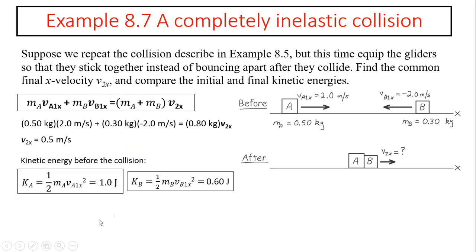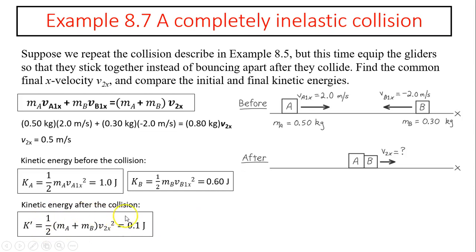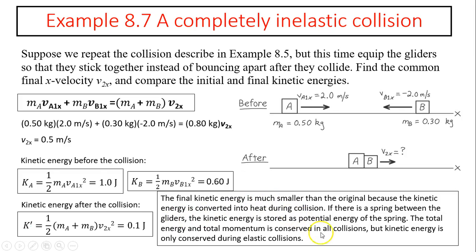Now let's check the energy. The kinetic energy before the collision is the kinetic energy of A plus the kinetic energy of B, which is 1.6 joules. For the kinetic energy after the collision, we use the 2 prime to mean after. Similarly to what we did before, it's 1/2 times ma plus mb times v2x squared. You have 0.1 joules. So before is 1.6, after is only 0.1. As you can see, the final kinetic energy is much smaller than the original kinetic energy. That is because kinetic energy is converted into heat during the collision, so the blocks will get hotter.